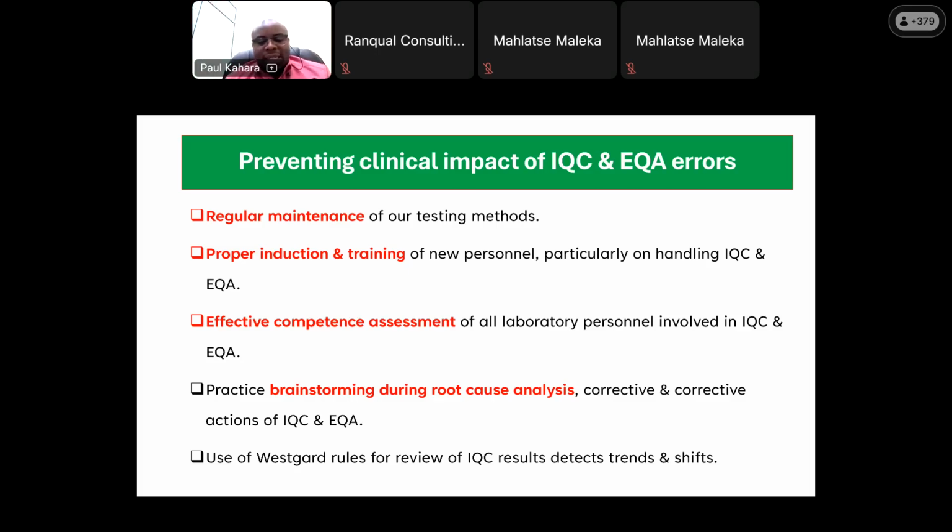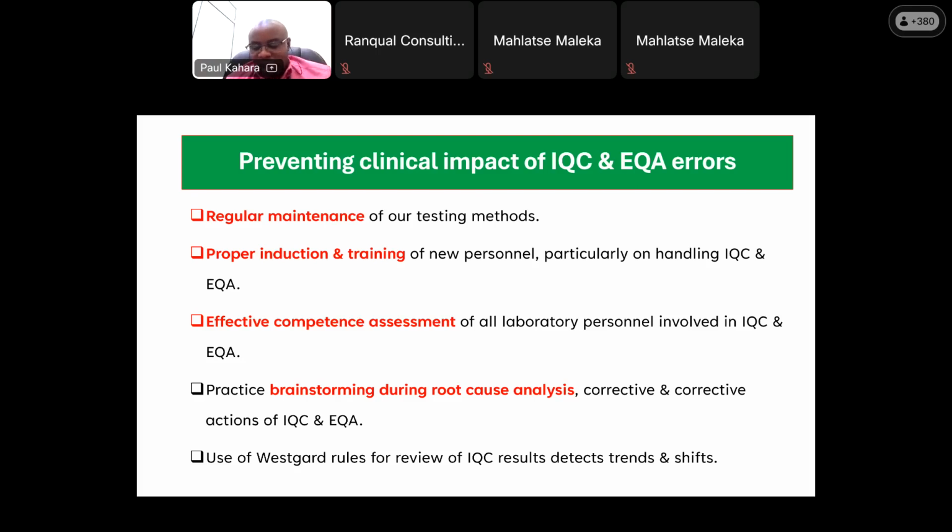And then practice brainstorming during root cause analysis, correction and corrective actions. Don't assume that you know the root cause. Don't assume that because you have been in this laboratory for the last 5 years, you definitely know the root cause of this failure. Let's engage discussions amongst our team. Let's have sessions where we can discuss the root causes for failures of IQC and EQA.